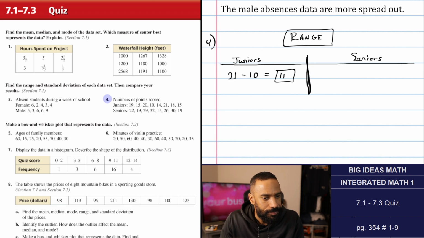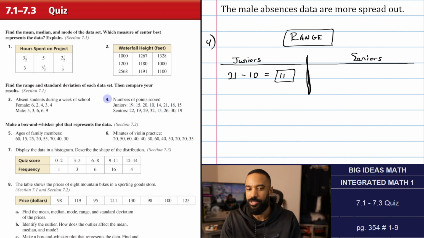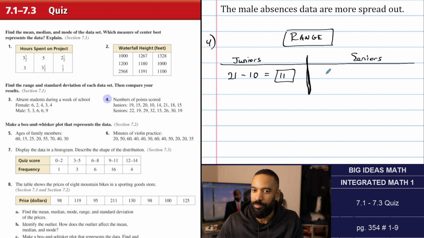Seniors, again, only two-digit numbers. Look in the teens for now. 15 is the smallest. We go up to the 30s, it looks like. 32 is the highest. So 32 minus 15. And that will be 17.